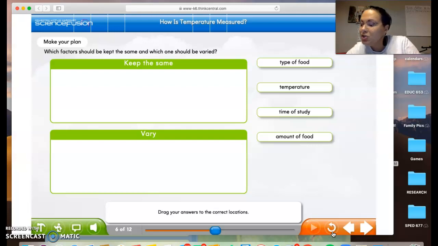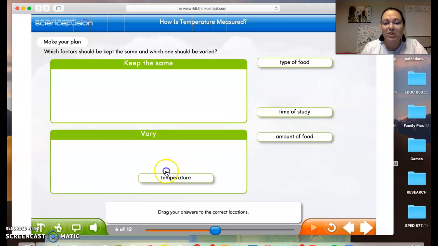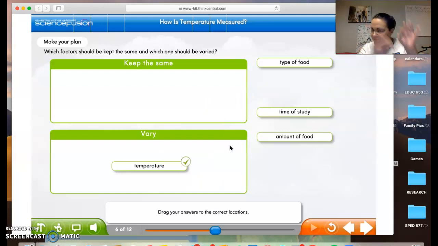So if I am trying to figure out what is the best temperature, that's the thing I'm going to vary, okay? That is my variable. Remember, the variable is the thing you're testing for. It's the thing you're changing to see which one of these works best and which one works the worst. So we're going to try different temperatures. That's what's going to vary.